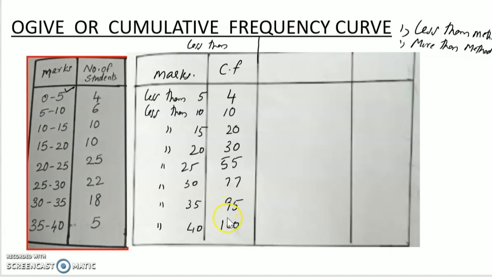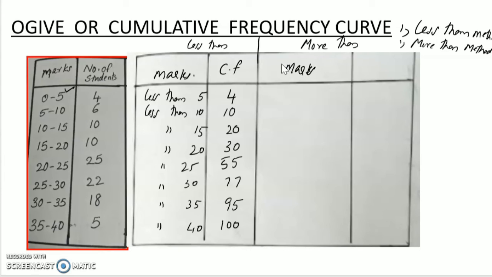Now you can see I have completed this column, and the next method is the more than method. In the more than method, we are taking the lower limit. That point you always have to keep in mind. In the less than method, less than 5, less than 10, we are taking the upper limit. And here again I am marking the marks.